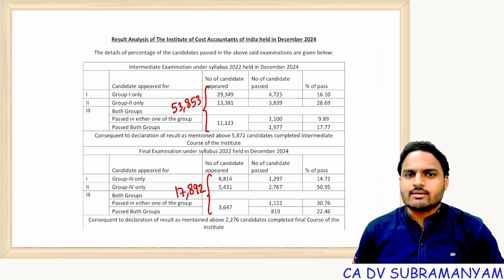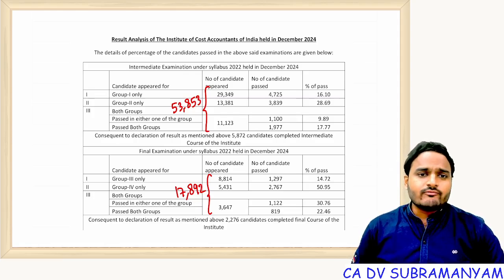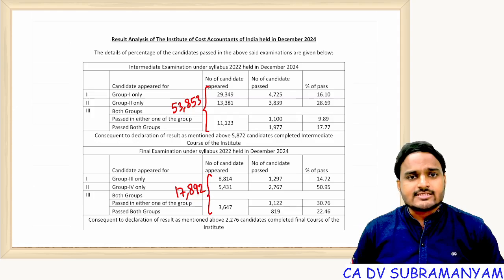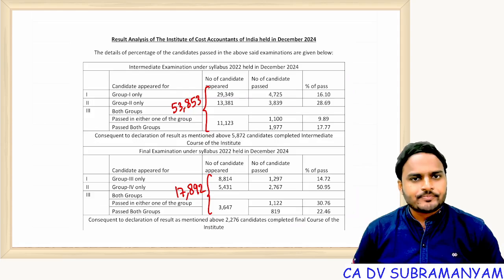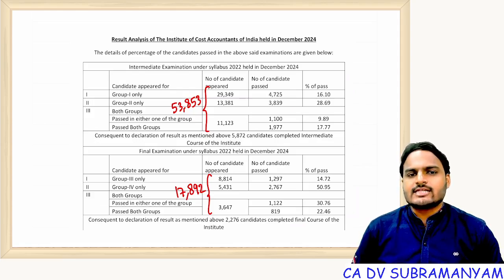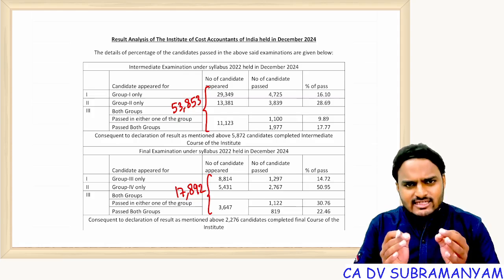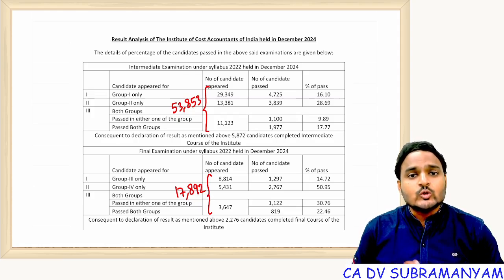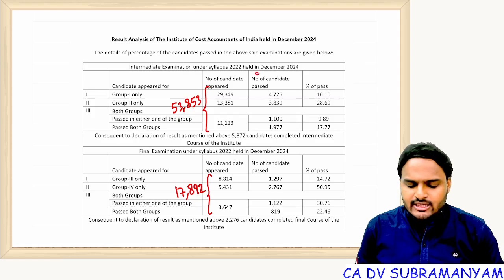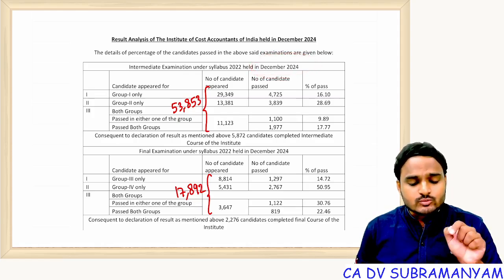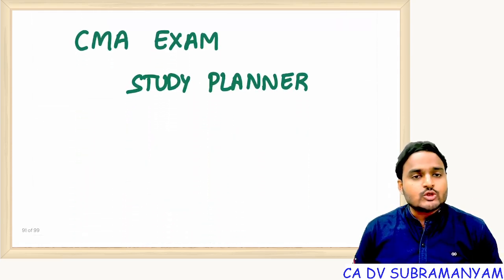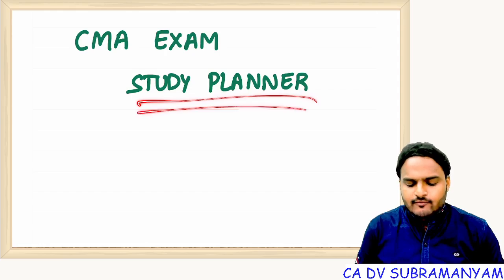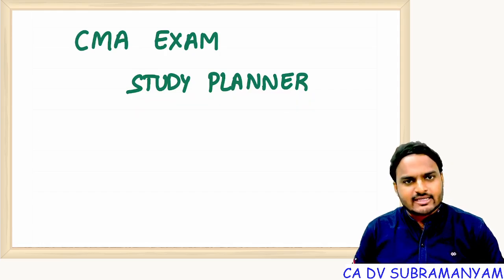and CMA examinations. It's been 1 week since the Institute declared results, and if you look at the results, the pass percentage is less. Of course, in professional courses like CMA, the success ratio is less. For the students who couldn't clear their examination in the December 24 attempt, this video is a guidance video. So I'm going to share with you the CMA examination study planner for the upcoming June 25 attempt.